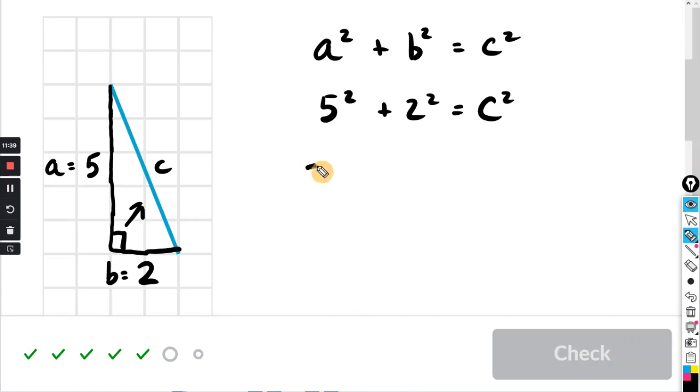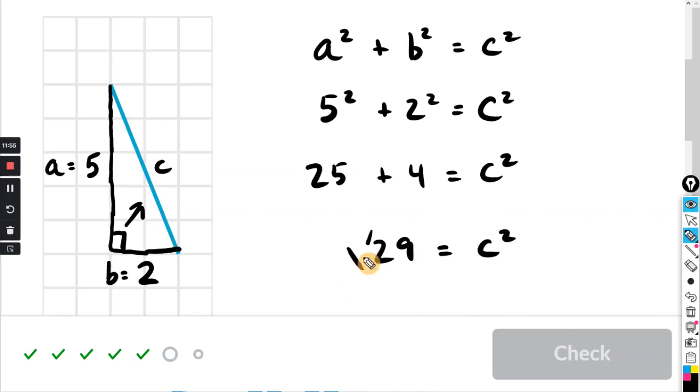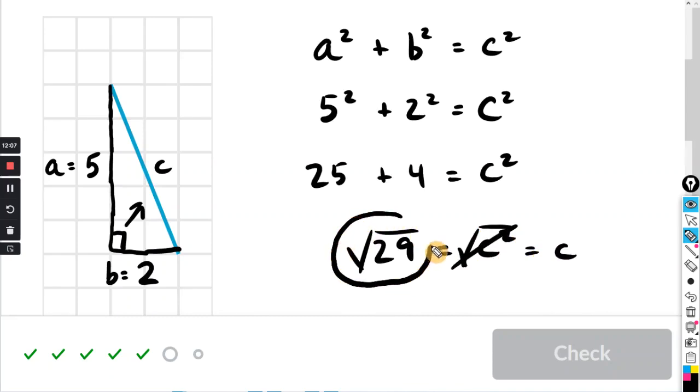Okay, 5 times 5 is 25. 2 times 2 is 4. And 25 plus 4 is 29, and that's C squared. The opposite of squaring something is to take the square root. So the square root of C squared is just C. So that's the final answer, radical 29. Okay, you don't need to go into decimals. Their answers are not like that.